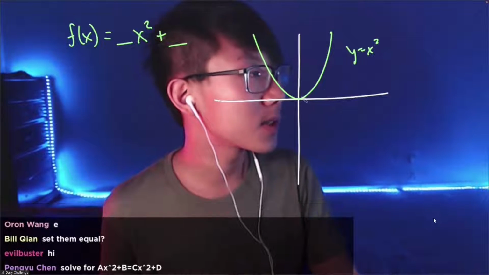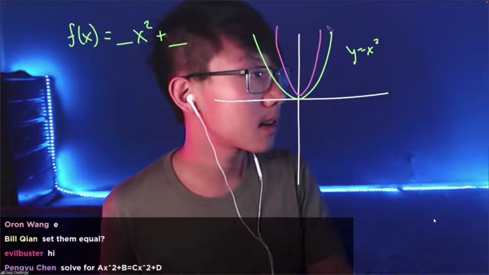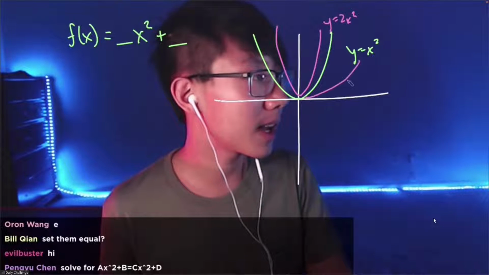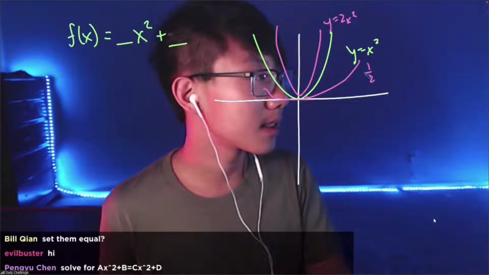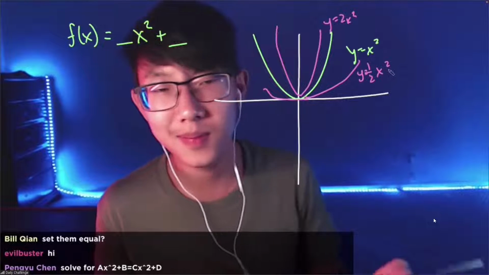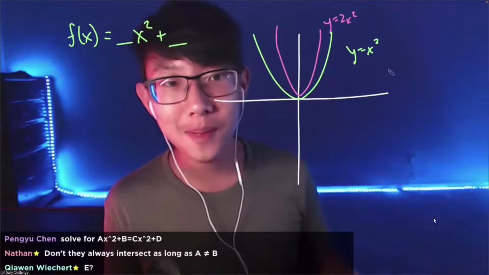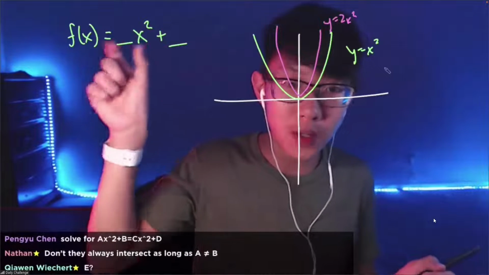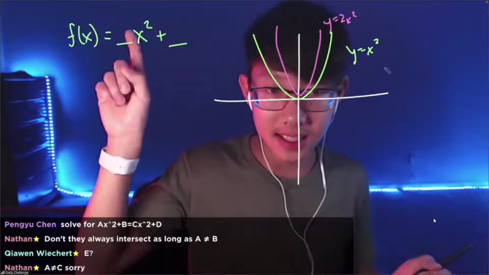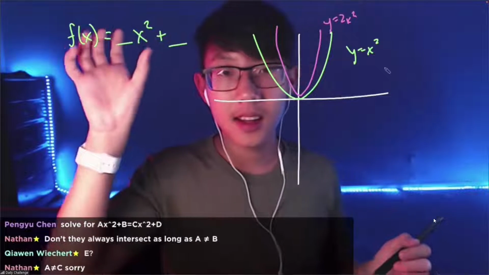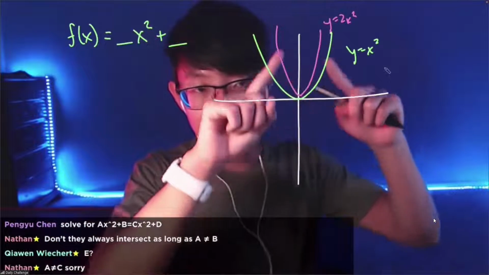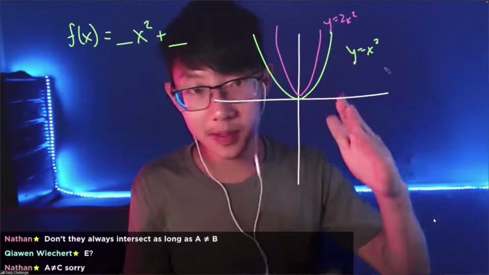The graph of y equals 2x squared is a little steeper. And the graph of 1/2 x squared is a little less steep, a little wider, I don't know the word. But the idea is, since we can only put 1, 2, 3, 4, 5, 6 in here, the parabolas are going to be steeper and steeper and steeper, right?